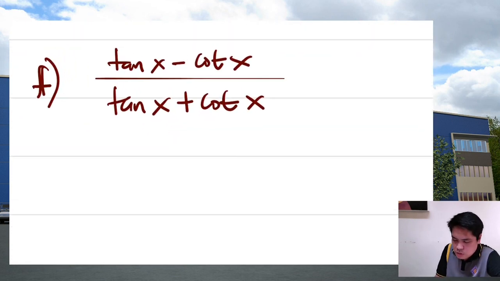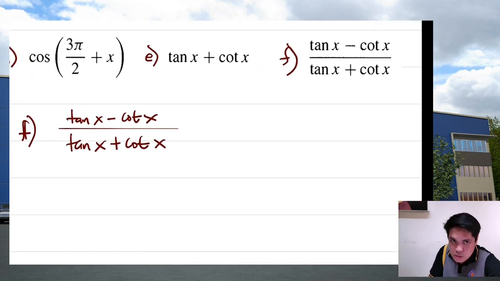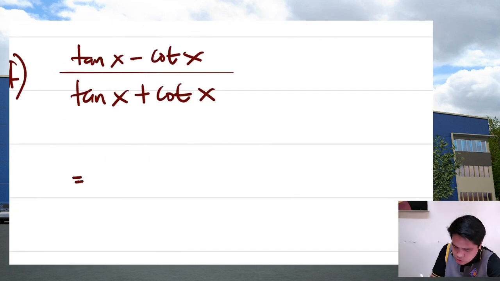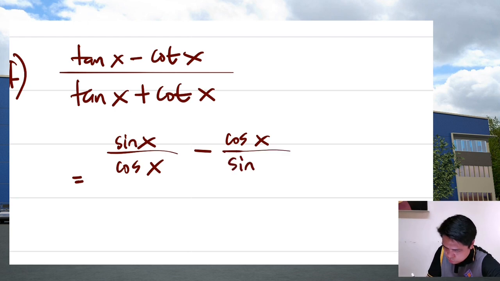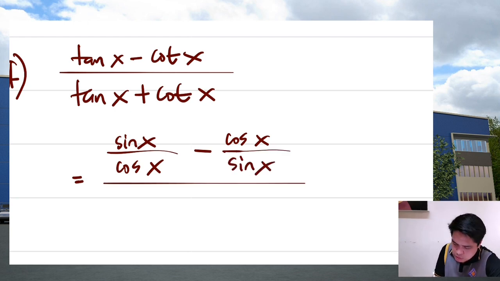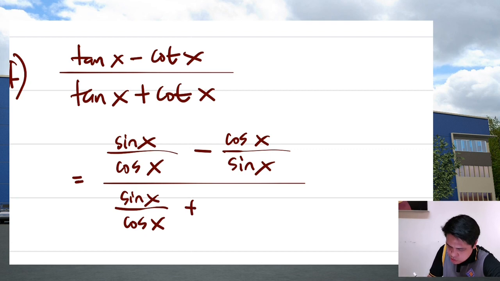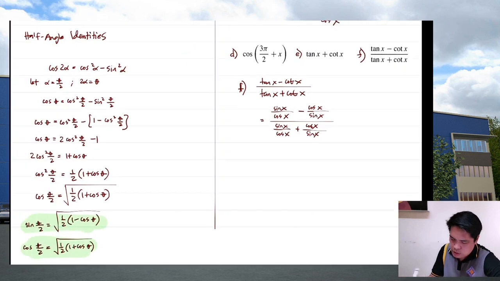So recall that tangent is just sine over cosine. So we'll just replace this. We'll replace it with sine x over cosine x minus cotangent, which is just the reciprocal, so we have cosine x over sine x. So divided by tangent, which is again sine x over cosine x, plus cosine x over sine x. Then we solve. That's it.